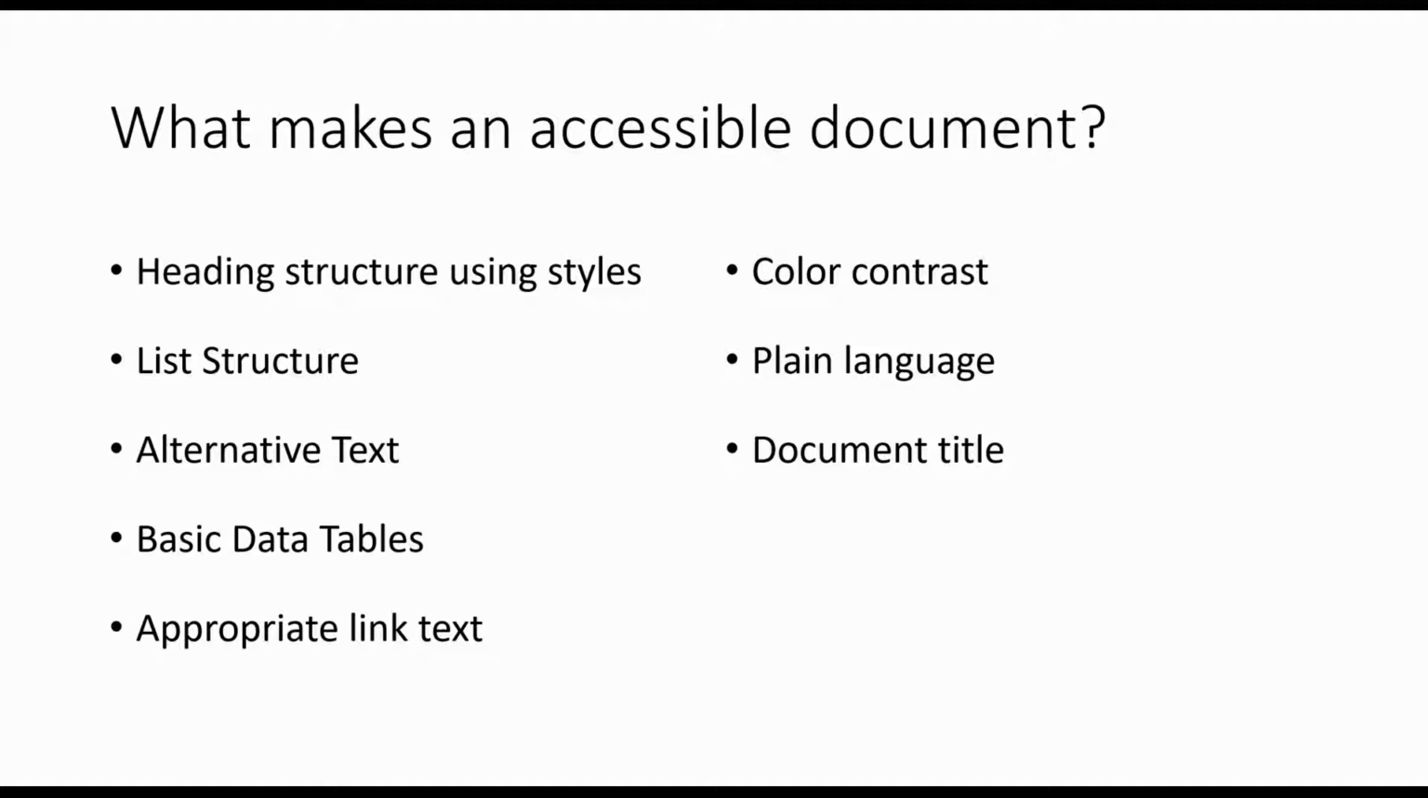Things like heading structure, list structure, alt text, creating basic data tables, appropriate link text when you're linking in documents, color contrast, writing in plain language, and actually creating a document title. These are the easiest things to do, and again, they create the least amount of headaches for people using assistive technology.